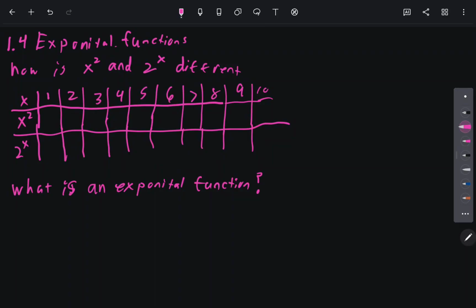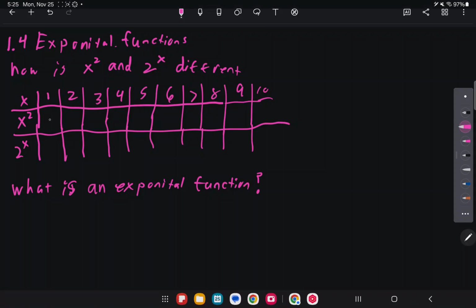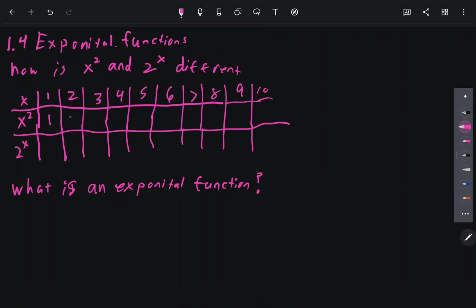So I want to start out: how are x squared and 2 to the power of x different? Well, they both have the same amount of variables and constants, however, they are very different. To start out, let's look at x squared. 1 squared is 1, 2 squared is 4, 3 squared is 9, 4 squared is 16, 5 squared is 25, 6 squared is 36, 7 squared is 49, 8 squared is 64, 9 squared is 81, and then 10 squared is, of course, 100.